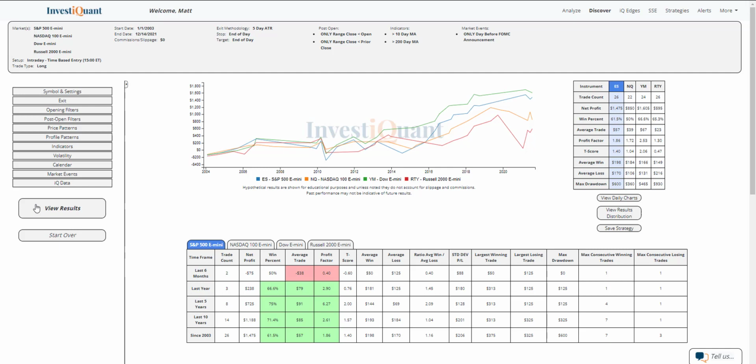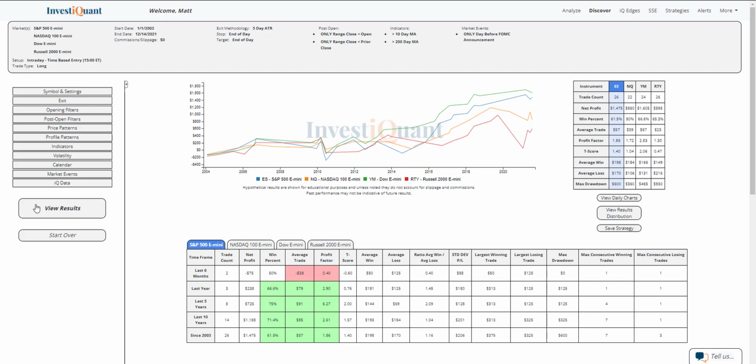Historically, we've got 26 samples for this day, going back to 2003 for the S&P. There's 22 for the NASDAQ, 24 for the Dow, 26 for the Russell. Win rates on these are mostly coming in favored, with the S&P at 62%. NASDAQ's the only one that's not favored. It is exactly 50%. The Dow, 67%. The Russell, 65%. So most of those are favored, into the 60s there.